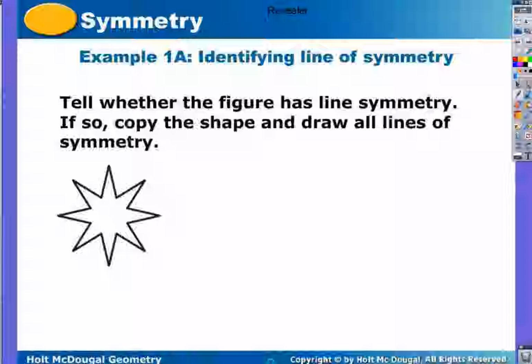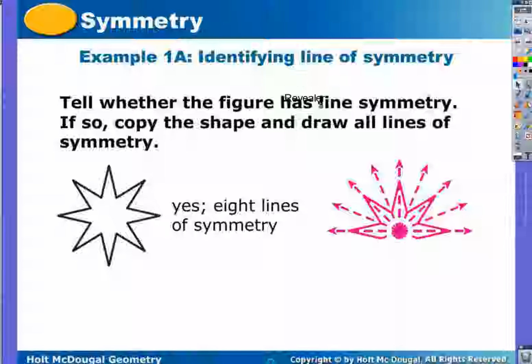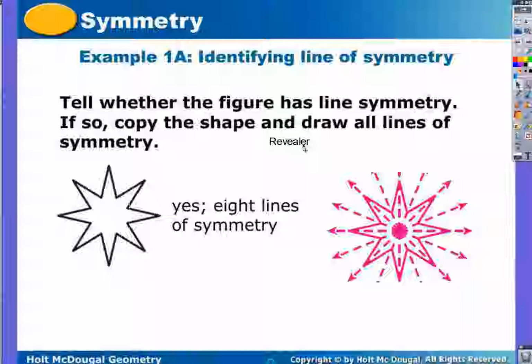Yeah, so watch. This is the one neat thing I found with the software, but it still was a pain to try to do. Woo! A little magnifying glass. So the first answer was yes. There are 8 possible lines of symmetry.